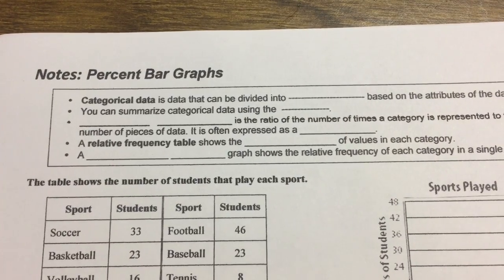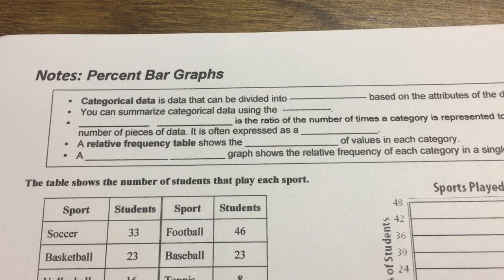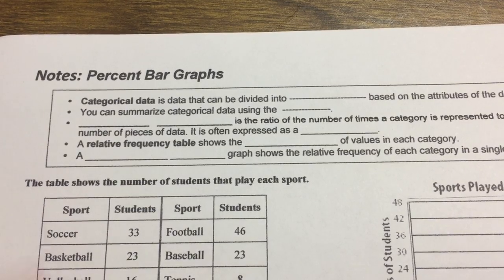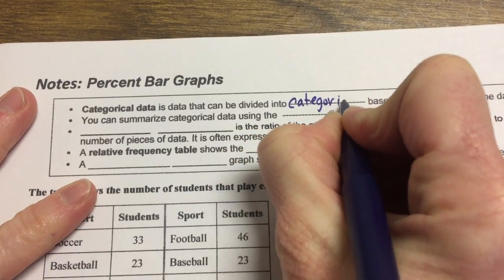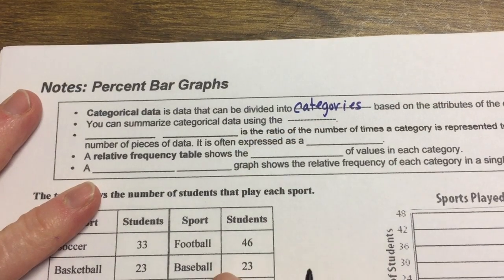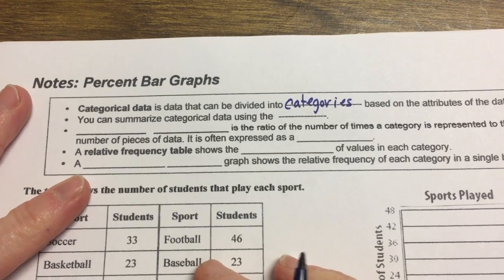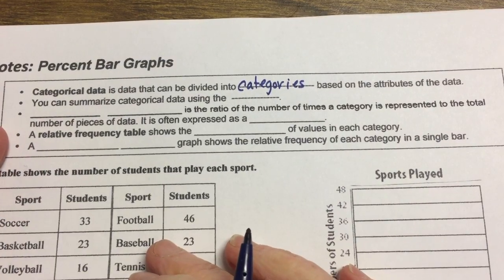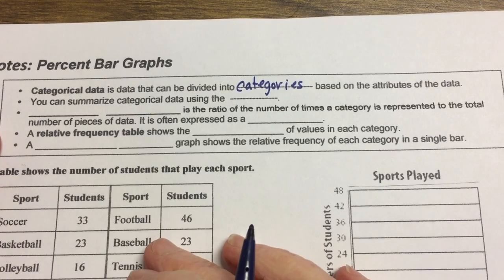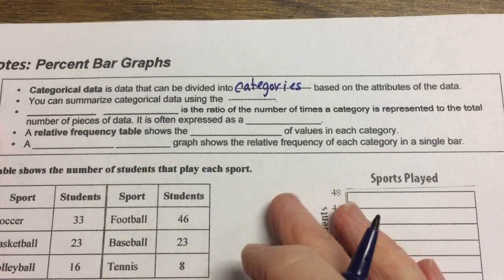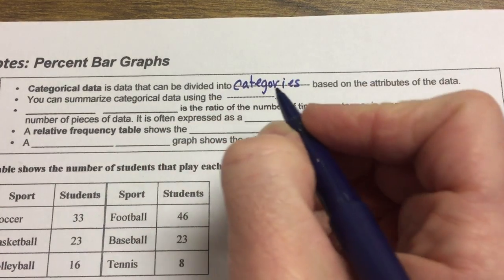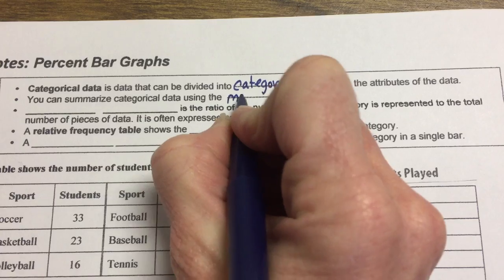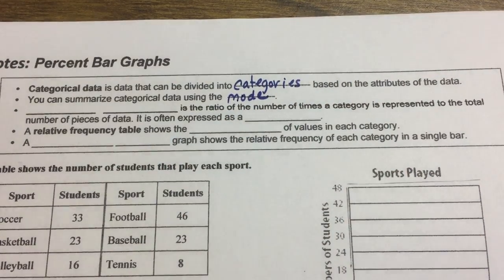You can see at the top it says that categorical data is data that can be divided into, in the blank there we're going to put categories, which are based on the attributes of the data. So you're going to be looking at information or data that's been collected, and that makes sense to divide into different types or categories. You can summarize categorical data using the mode. So we're going to be comparing the categories, seeing which one has the most in each category.